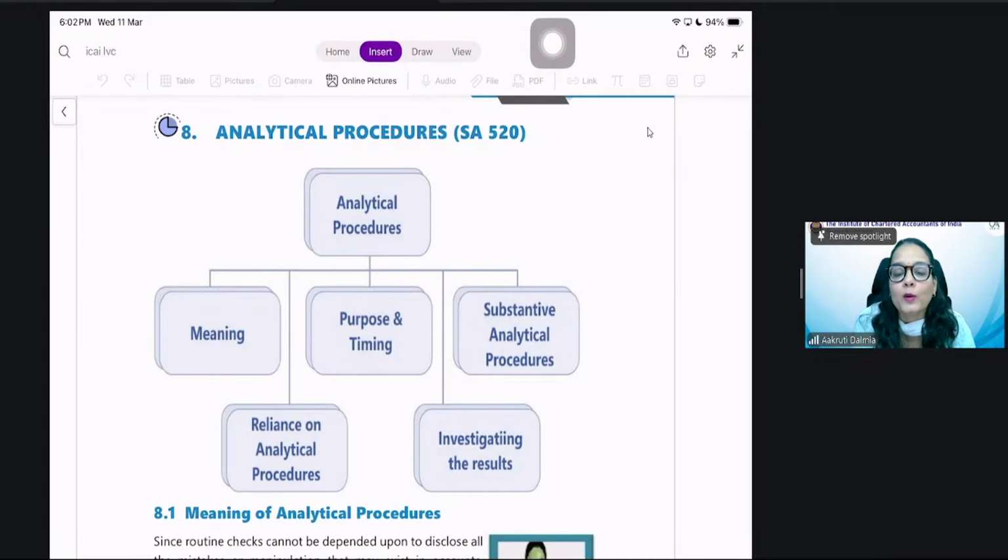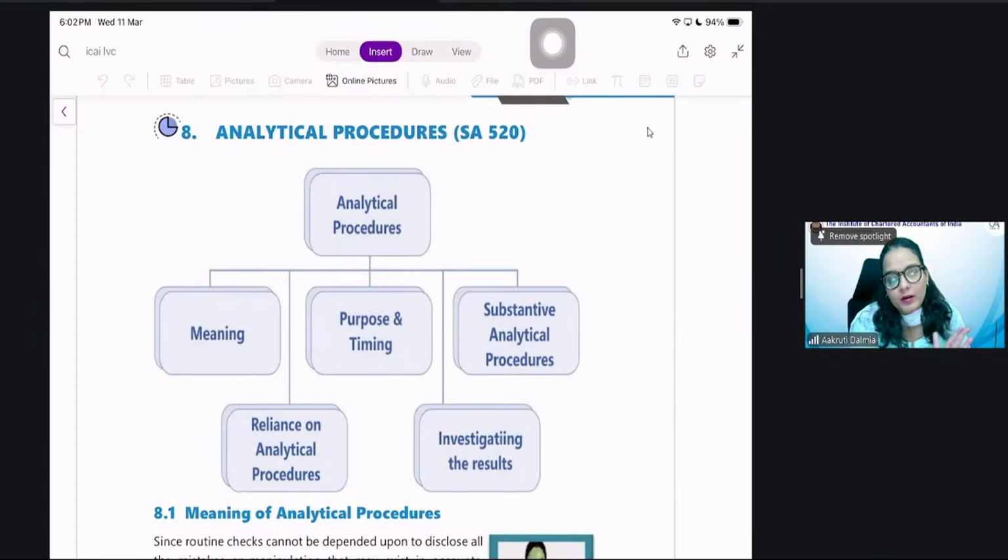Now next, what is the standard number for identifying and assessing the risk of material misstatement through understanding the entity and its environment? Again, Pooja has won. 315, absolutely correct, Pooja. And the next question, I will make sure that you learn all the standard numbers and names in this classroom. I will make sure of that, okay?